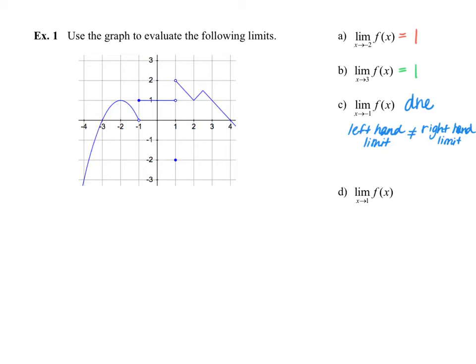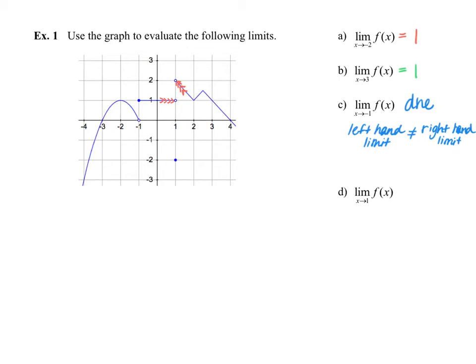Last one, let's do the limit as x approaches 1. So again, let's start with x values a little bit smaller than 1. So that would put me here crawling along this graph. My y values approach 1. And on the other side of 1, as I crawl along the graph, my y values approach 2.